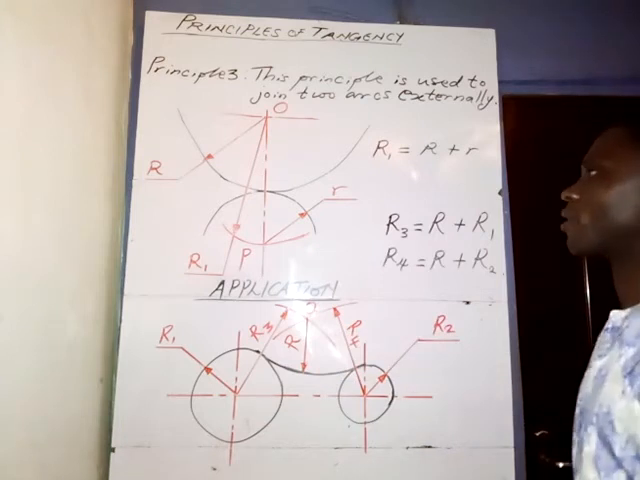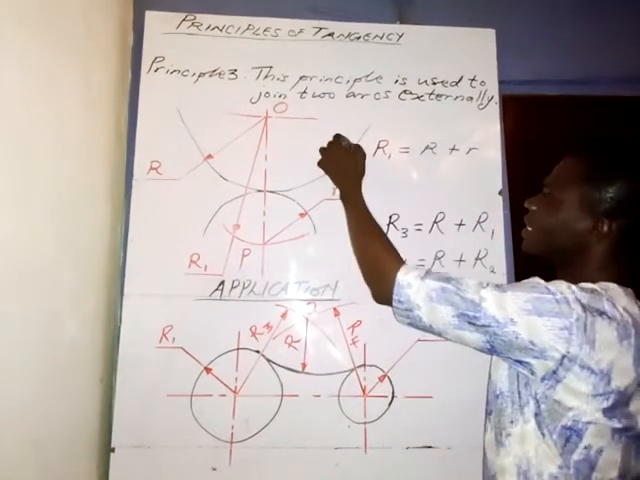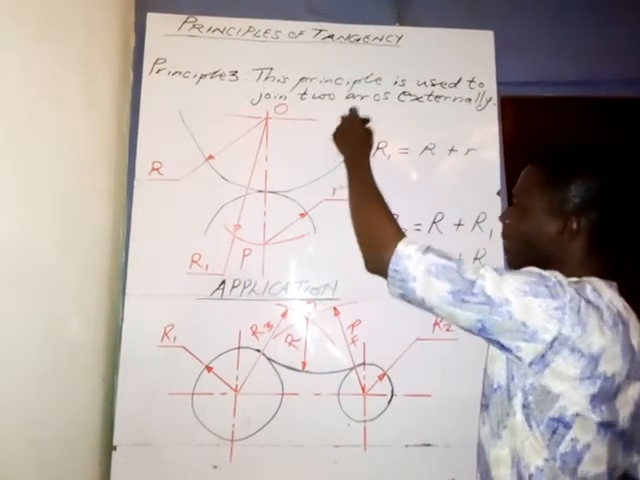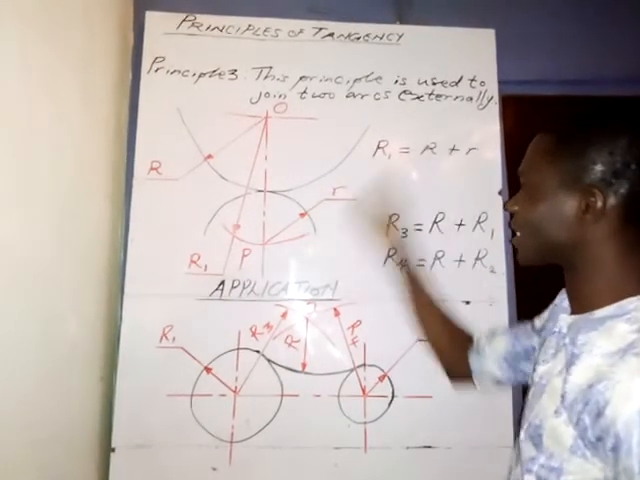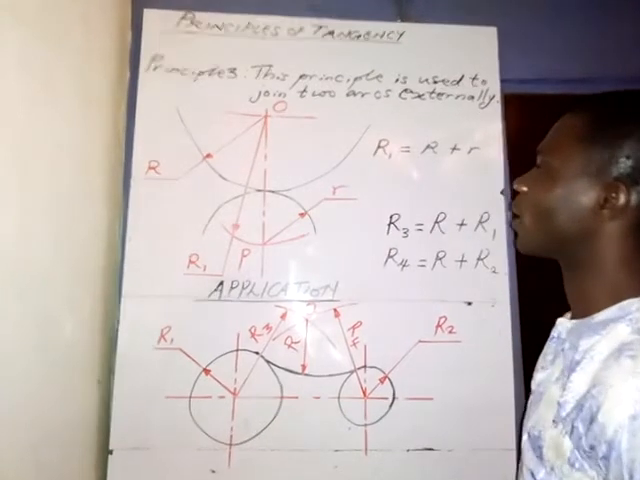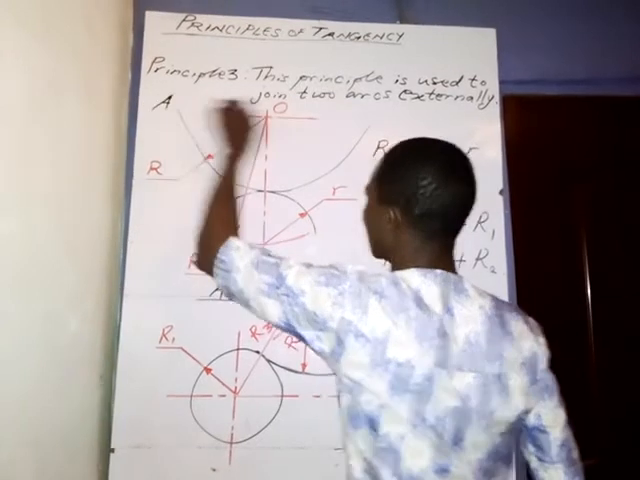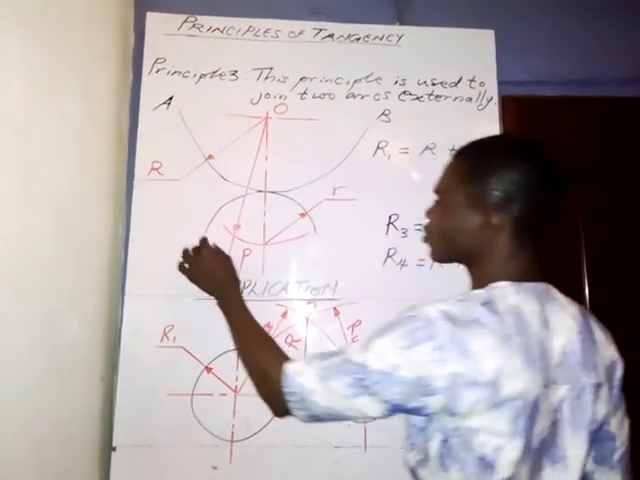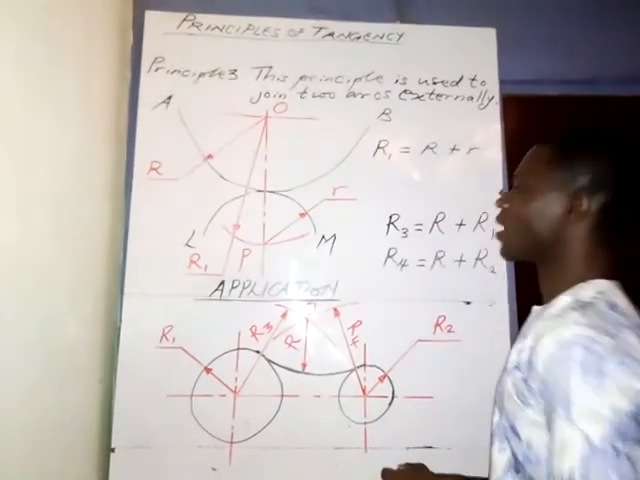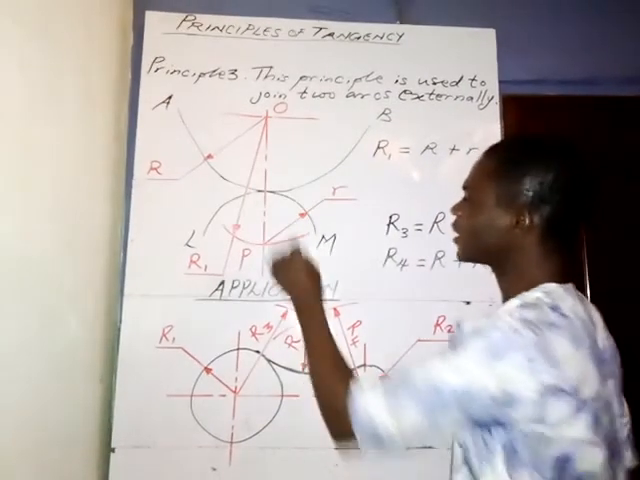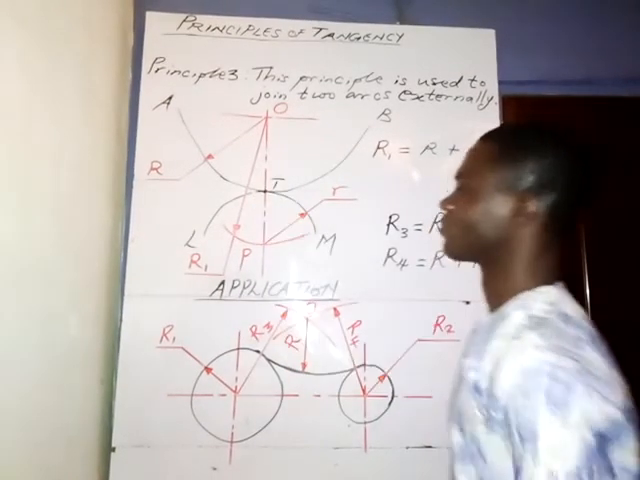So I've shown you what we mean by the internal part of an arc and the external part of an arc. As I said under principle 2, this inner part is the internal part of an arc, while this outer part is the external part of an arc. So these two arcs that we have here, let's call this arc AB, and this one arc LM. These two arcs touch each other externally.